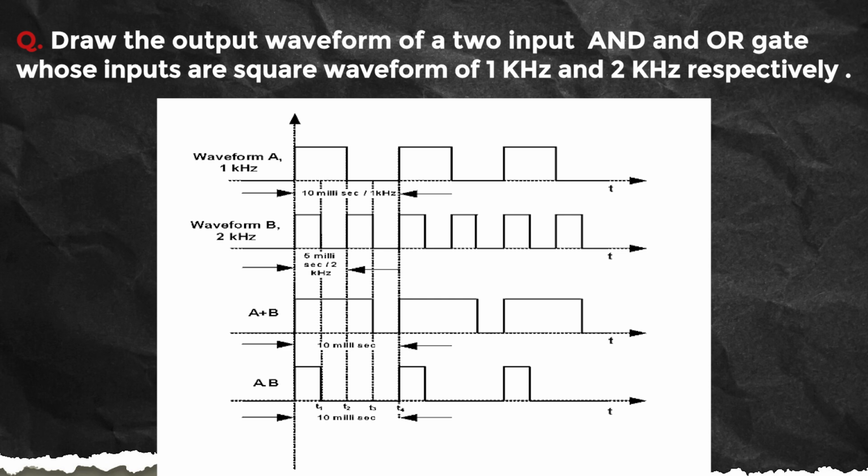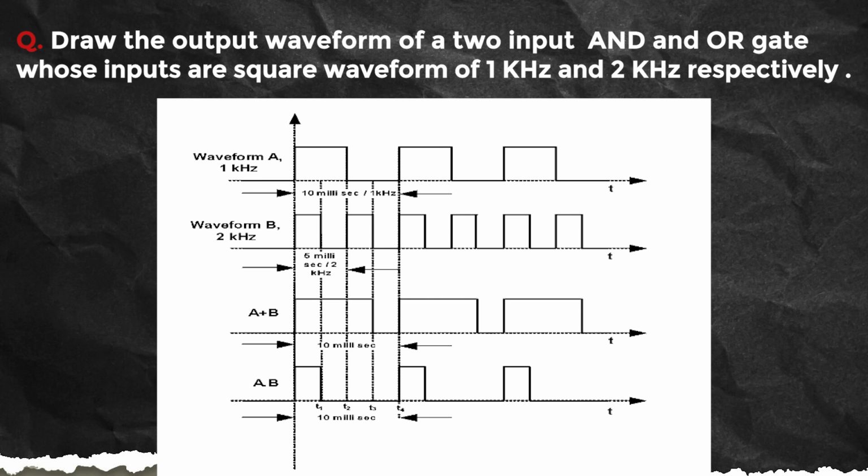So first we will go for the OR operation, that is A plus B. We divide it into 4 time divisions, T1, T2, T3 and T4. Within the time division T1, both the outputs of waveform A and B are at logic 1. Therefore, the output will be 1, because A plus B, 1 plus 1 is equal to 1. Then from T1 to T2, waveform A has logic 1 and waveform B has logic 0. Again, for the OR operation, 1 plus 0 is again 1.